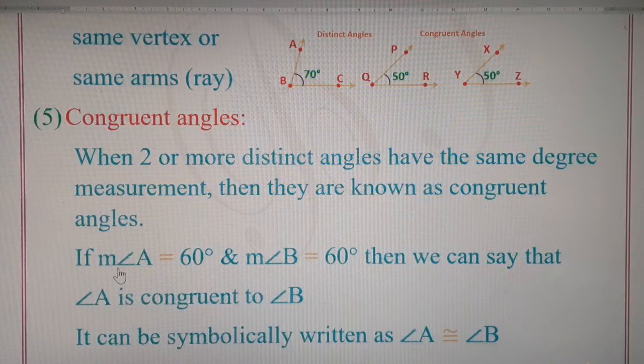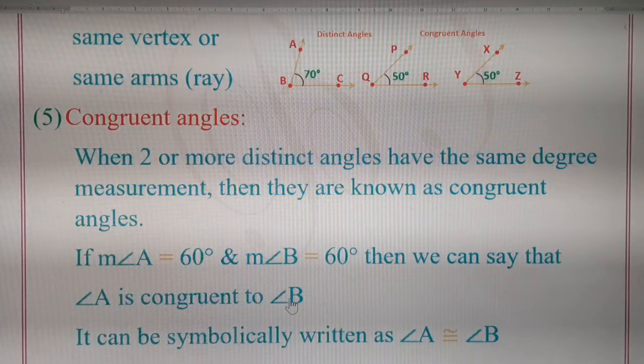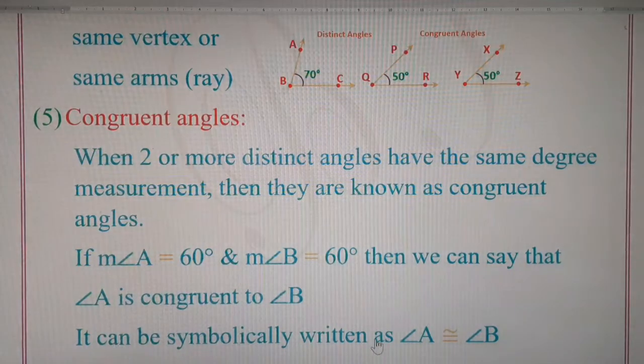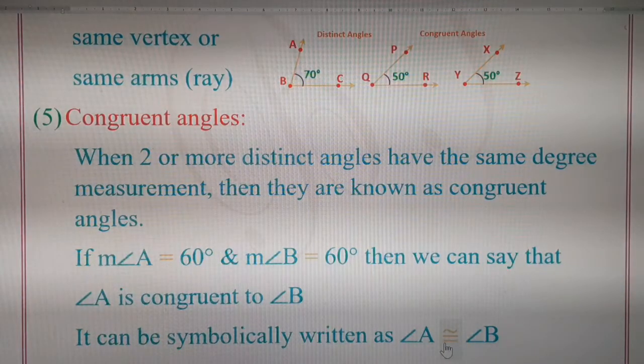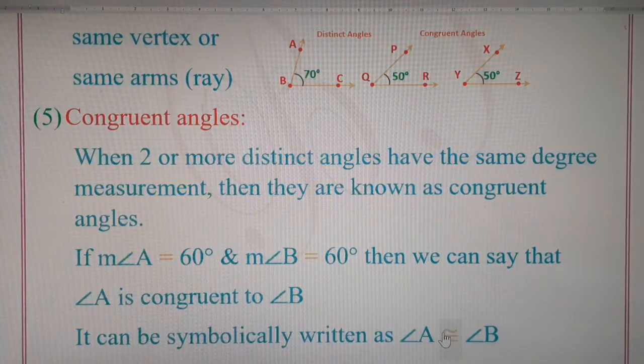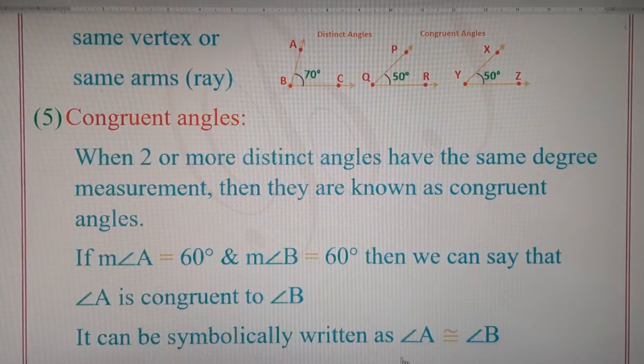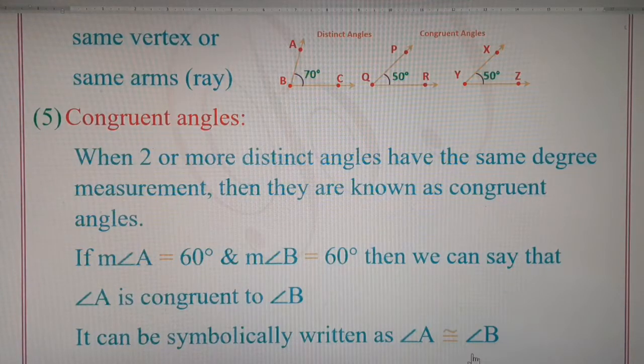For example, if measure angle A is 60 degree and measure angle B is 60 degree, then we can say that angle A is congruent to angle B, and symbolically it can be written as angle A congruent to angle B. This symbol is known as the congruent symbol. It is the equal to symbol with an inverted N letter, something like N, which is having a curve or a sleeping S we can say, but in the shape of the letter N. So this symbol is known as is congruent to. So we'll read this mathematical notation as angle A is congruent to angle B.